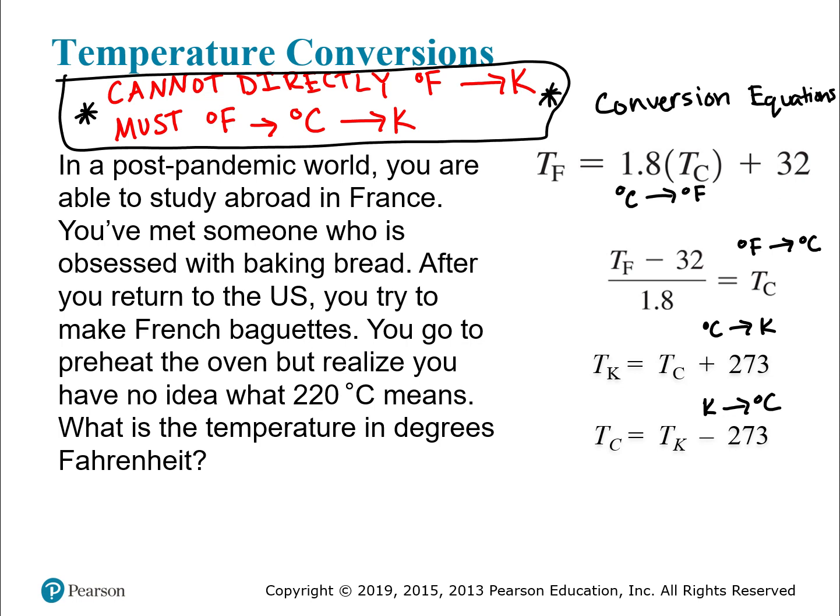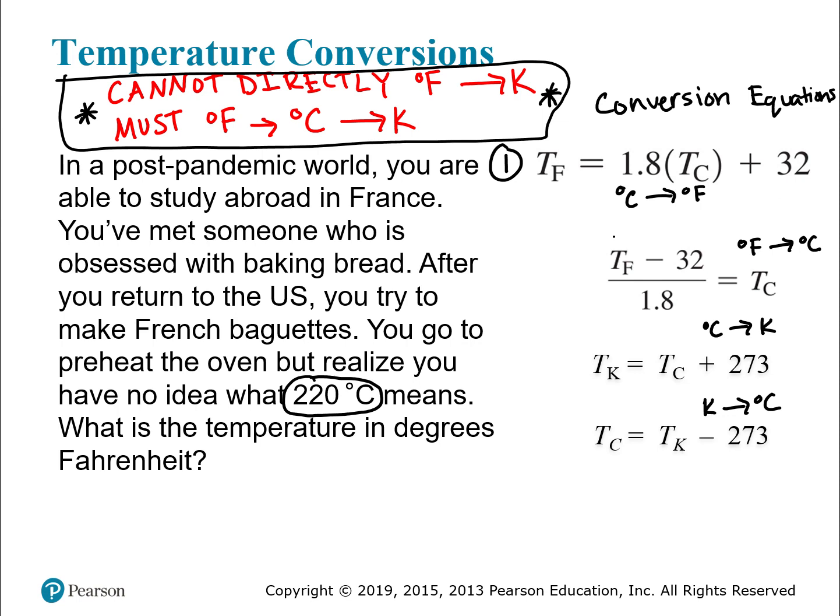With that said, let's try this sample problem, and I'll give you a minute, or probably 2 minutes to try it. Post-pandemic world, you study abroad in France. You meet someone, you make friends, and they're obsessed with baking bread. You get back to the US, you're like, I'm gonna make some baguettes. And then you're like, let me preheat the oven, but I don't know what 220 degrees Celsius means. I've got Fahrenheit. You need to convert 220 degrees Celsius into Fahrenheit.